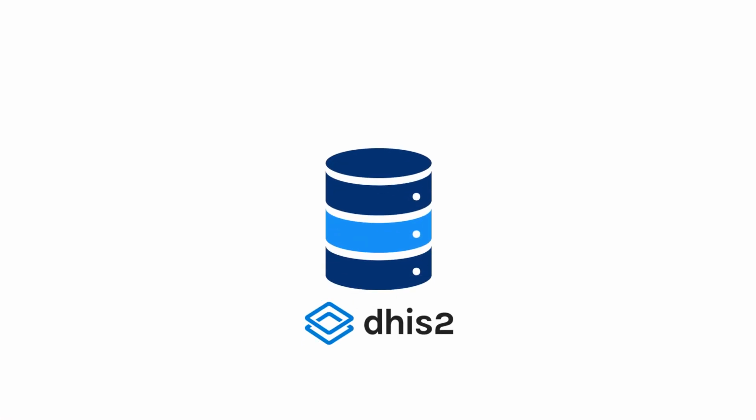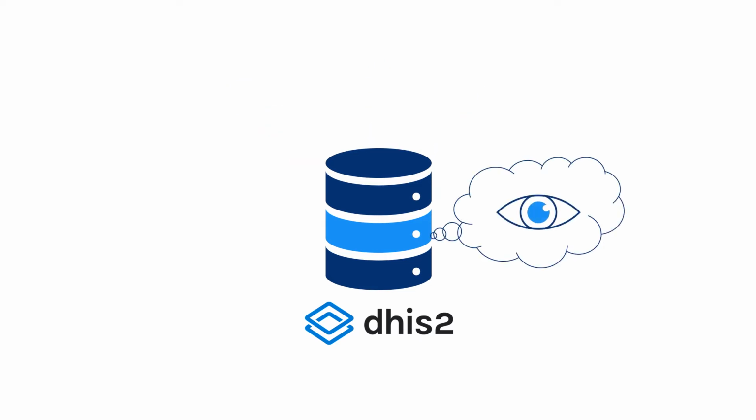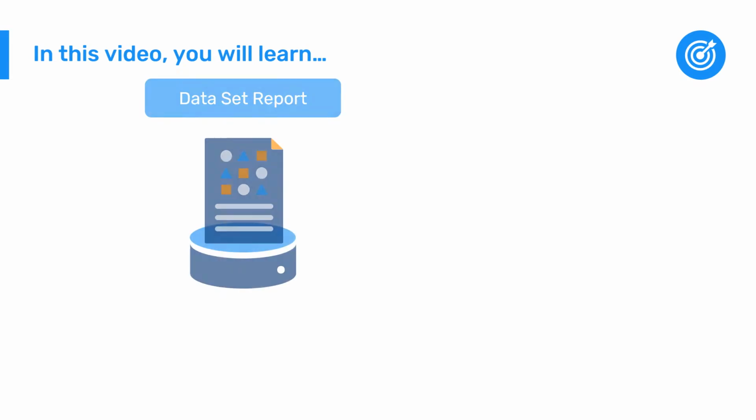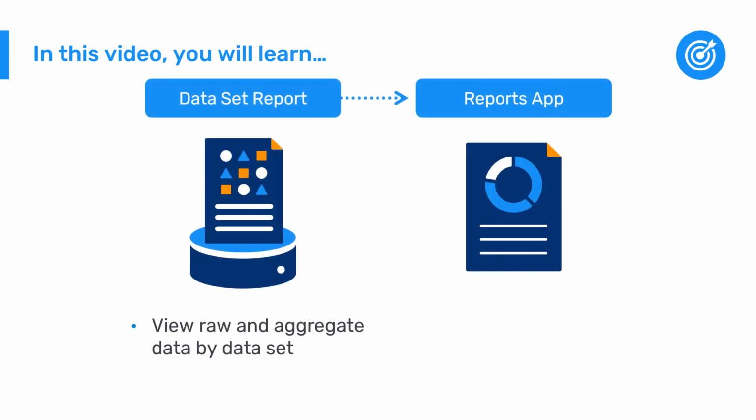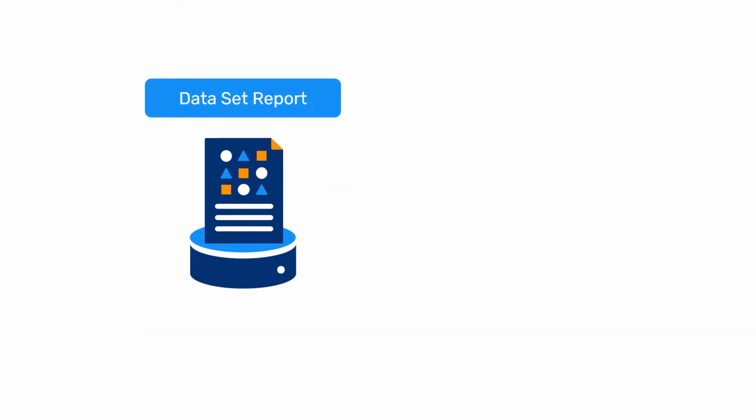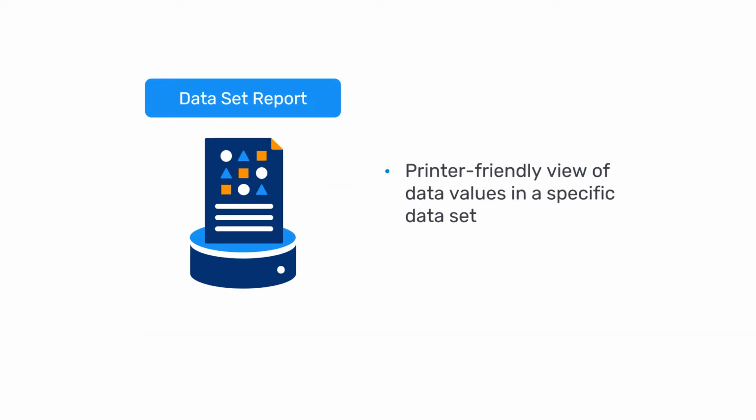Do you want to get a quick view of the raw or aggregated data that have been entered by dataset? In this video, you will learn how to use the Dataset Report within the Reports app to view your raw and aggregated data easily by dataset. First, what is a dataset report? A dataset report is a printer-friendly view of the data values in a specific dataset.